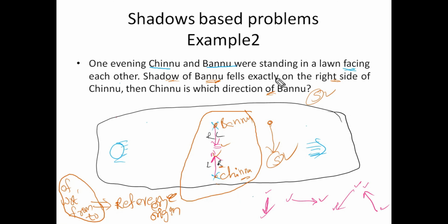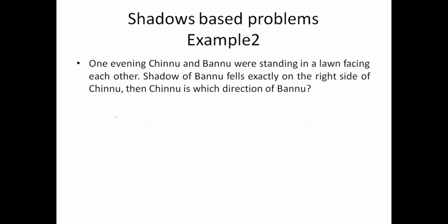Evening shadow exactly on the right side. So don't concentrate on whose shadow it is. For this question, that is not much important. Sometimes he may give Bannu's shadow, sometimes Chinnu's shadow, sometimes simply he will give shadow. So shadow falls exactly on the right side of Chinnu. Just concentrate on to whom the shadow is on the right or left. Concentrate on that point and you can answer the questions easily. Next example.